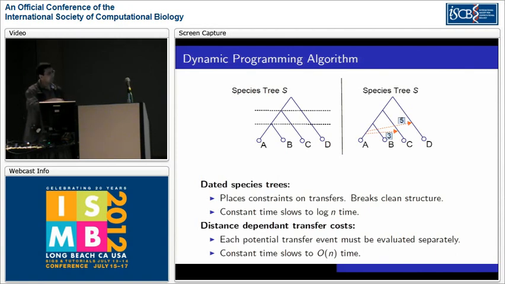And similarly, for distance-dependent transfer cost, if a transfer originates from here and goes to here, versus a transfer that originates here and goes to here, you'll have a higher cost for this transfer than this transfer, because it spans a larger distance in the tree. So this also breaks the clean structure, and you have to sort of do the computation by brute force. So it slows down by a factor of n.